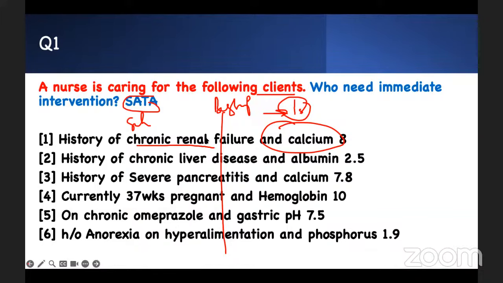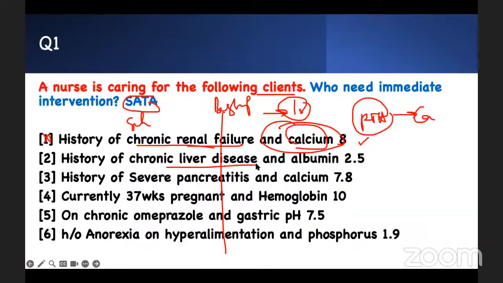I have chronic renal failure. If I have chronic renal failure, what do you expect from me? There are some lab values you have to know. In these people, the kidney is where you make the hormone PTH, and that regulates your calcium level. There's nobody with renal failure who has a normal calcium. So a calcium of 8 is okay for them. They're on calcium supplements because they cannot maintain their calcium level. So this patient does not need to be seen.